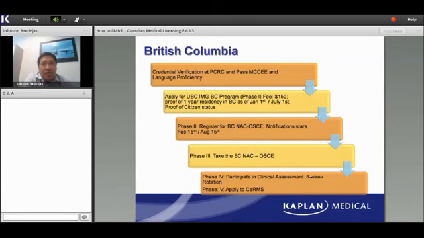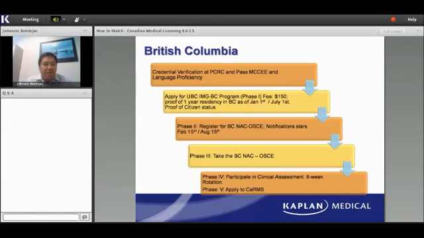The BC NAC OSCE will be very similar to the MCC QE2. Now, with the new ruling in British Columbia, it is now required for all IMGs to take and pass the BC NAC OSCE to participate in any application for CARMS in British Columbia. Before, to be included in the first iteration you had to take the BC NAC OSCE, but you could apply for the second iteration. But with the new ruling, to be qualified for the first iteration and the second iteration, you have to take the BC NAC OSCE.